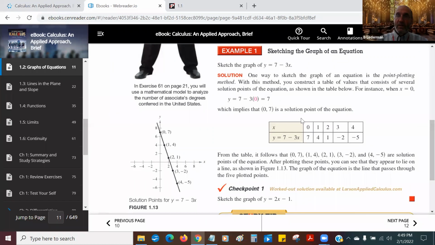plot points. So if x is 0, y is 7. If x is 1, y is 4. If x is 2, y is 1. And so on, because you just take the value and plug it into here. This is 7 minus 0, which is 7. This is 7 minus 3, which is 4. 7 minus 6, which is 1, and so on. And once you have these points, you plot them all like this. Pow, you got your line, a straight line, beautiful.